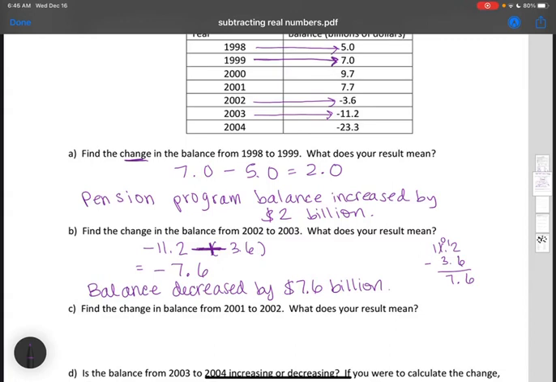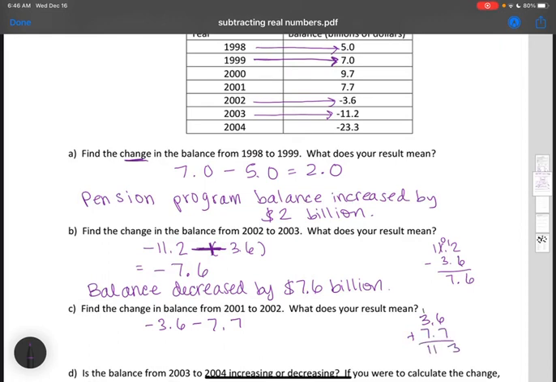For part C, find the change in the balance from 2001 to 2002. What does that mean? So in 2002, remember that's our ending amount, so negative 3.6, and then subtracting our starting amount, which was in 2001, looks like a 7.7. So now I have a negative 3.6, and I'm going to subtract a 7.7, so that means it's going to get even bigger in the negative, right? So it's already negative 3.6 with another 7.7. So off to the side, I'm going to do 3.6 plus 7.7.